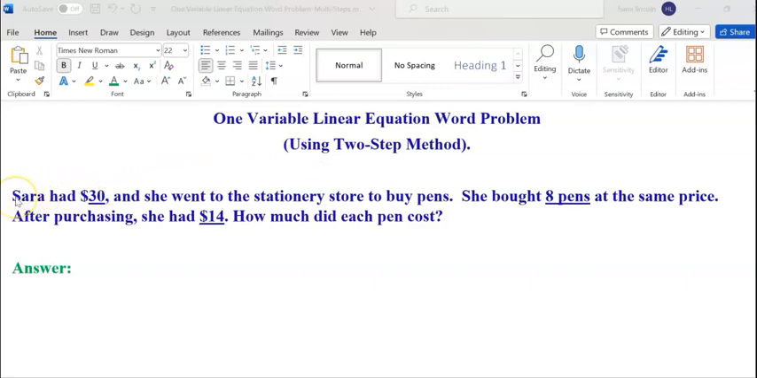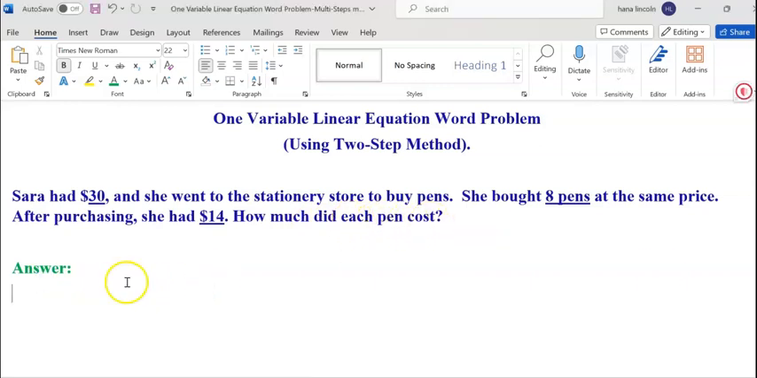Here we go. Sarah had $30 and she went to a stationery store to buy pens. She bought 8 pens at the same price. After purchasing, she had $14 left. How much did each pen cost?